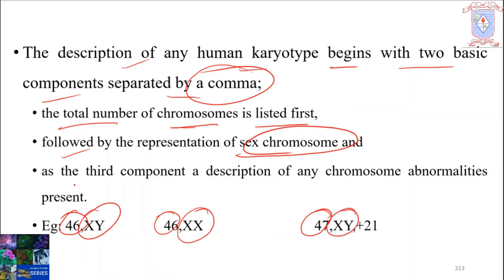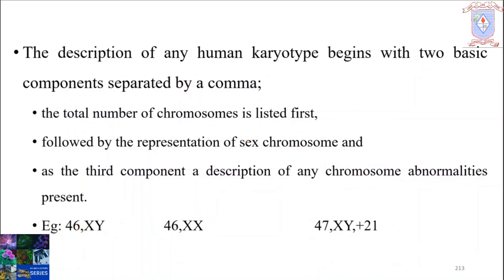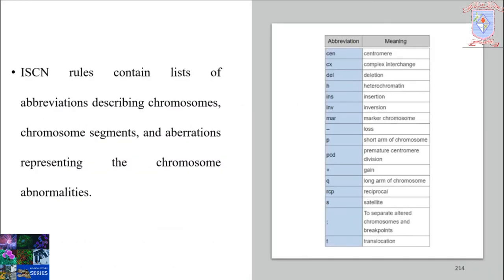As the third component, a description of any chromosomal abnormality is present. In the third example, you can see the extra 21st chromosome, and in the case of Down syndrome, it is represented as 47,XY,+21. Keep in mind that it is 47 comma XY comma plus 21. This is the format.